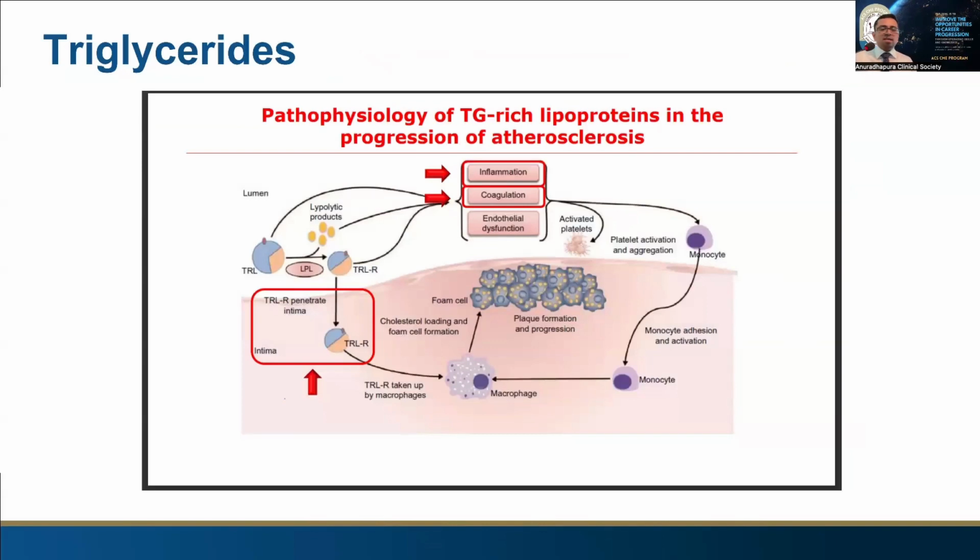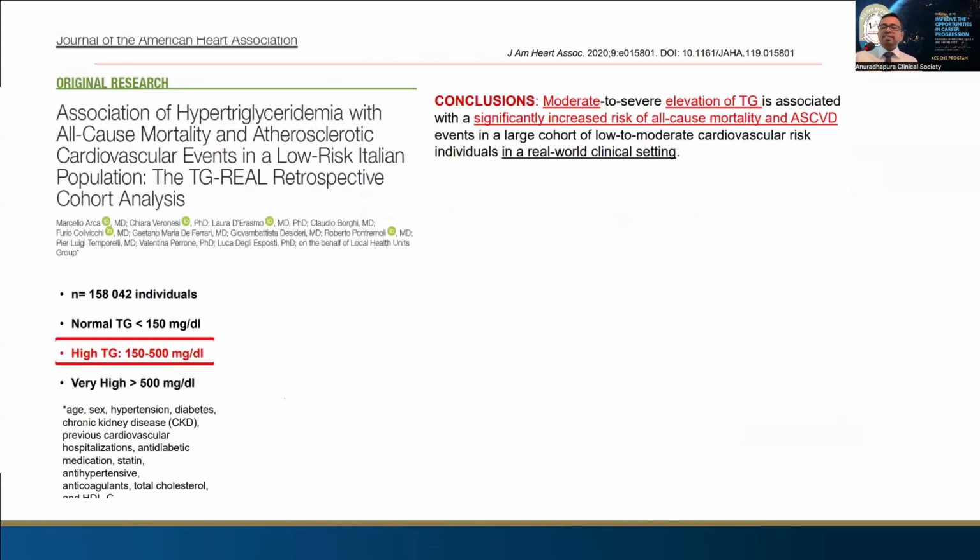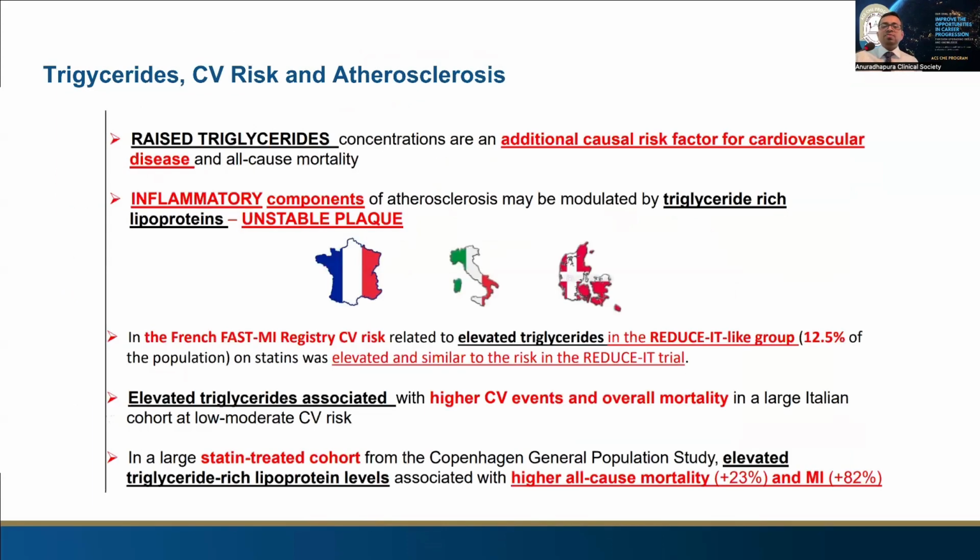If I talk about triglyceride, it is also a separate group of cholesterol. If the triglyceride is more than 150, a moderate to high rate increase is associated with a significantly increased risk of all-cause mortality in these patients. So it is vital to treat triglycerides as well.